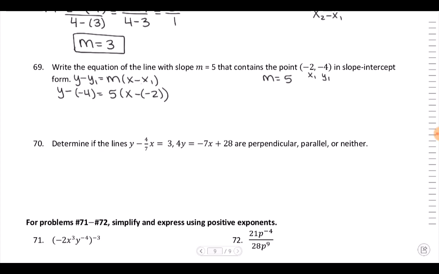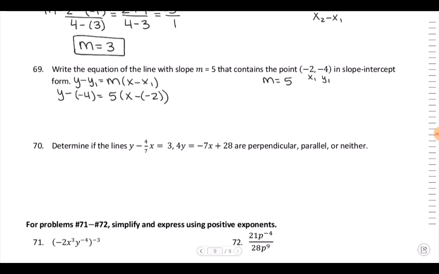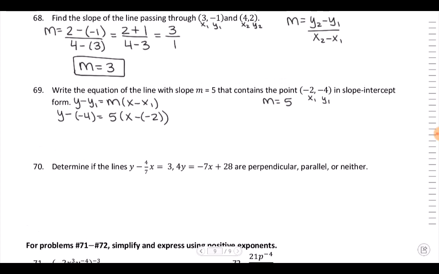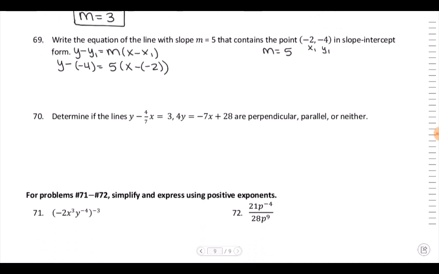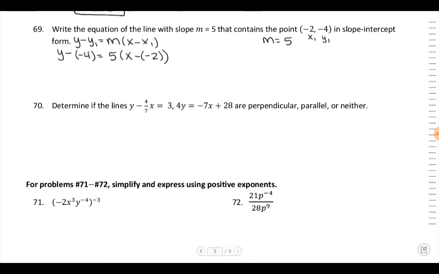By the way, this point-slope formula really just comes from the slope formula. If you cross multiply this, that x2 minus x1, and put it up next to m, that's how you get this formula right here. That way you don't have to memorize more than one thing. Okay, so y plus 4 equals 5 times x plus 2, because minus the negatives.